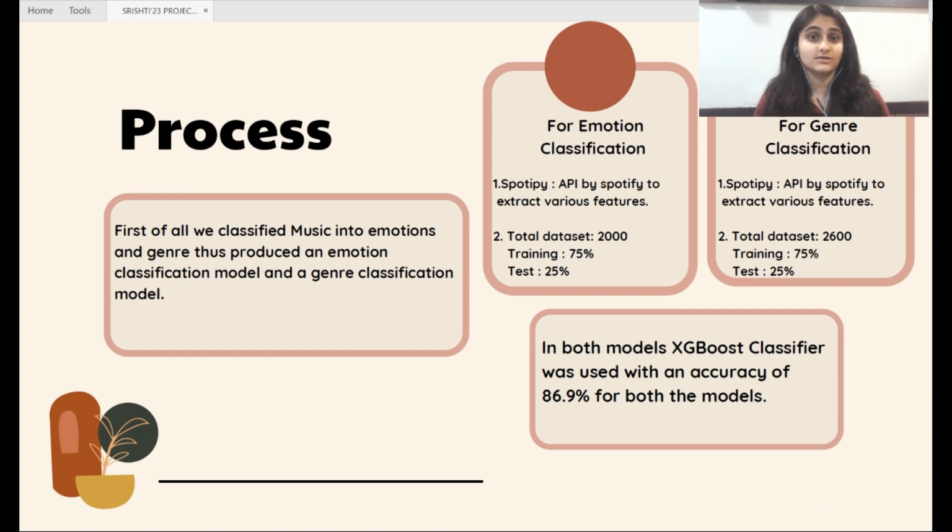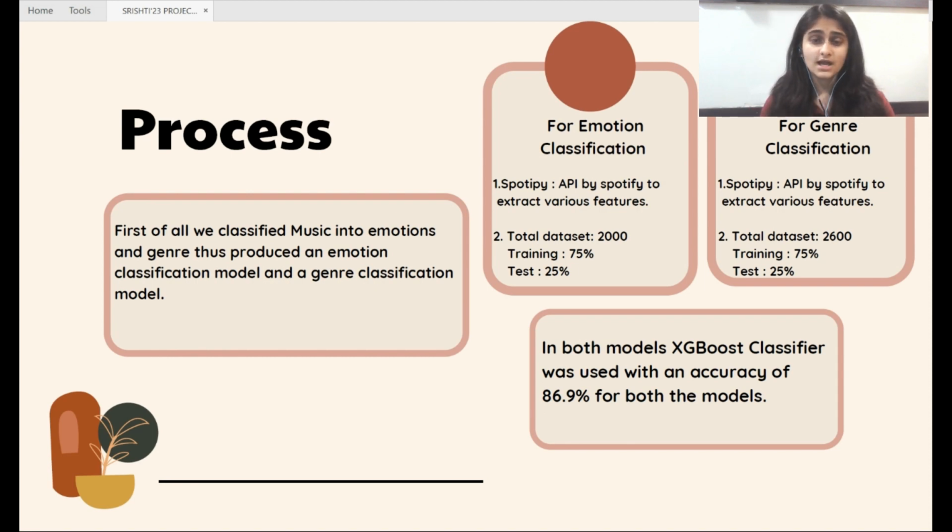Now let's start with the process of how we created our project or generated the models. At first we thought of classifying music into emotion and genre. The initial model that I created was based on the features extracted by the Librosa library. These features included chroma characteristics, spectral characteristics, and features by MFCC.